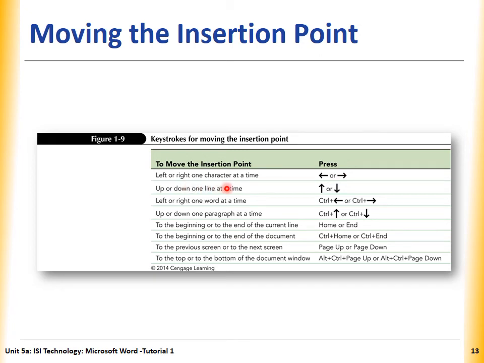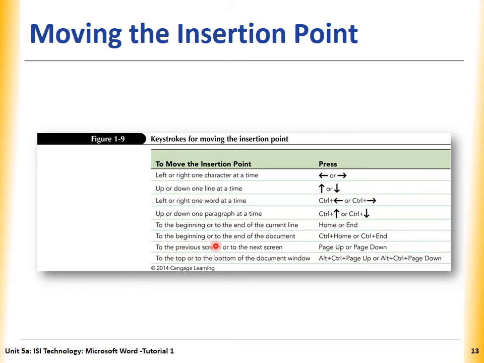Left or right one word at a time, I should use this shortcut. I hold Control on the keyboard plus the arrow, left or right. It depends where I need to go. To the beginning or to the end of the current line, Home or End. These buttons are on the keyboard. To the beginning or to the end of the document, Control plus Home or Control plus End. To the previous screen or to the next screen, Page Up or Page Down. Also, these are buttons on the keyboard.